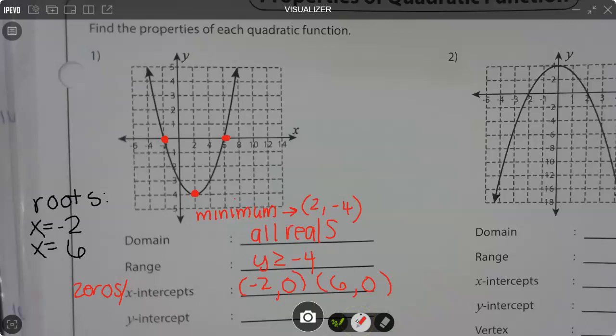The y-intercept is the point when it crosses the y-axis. The y-intercept in this case is (0, -3).